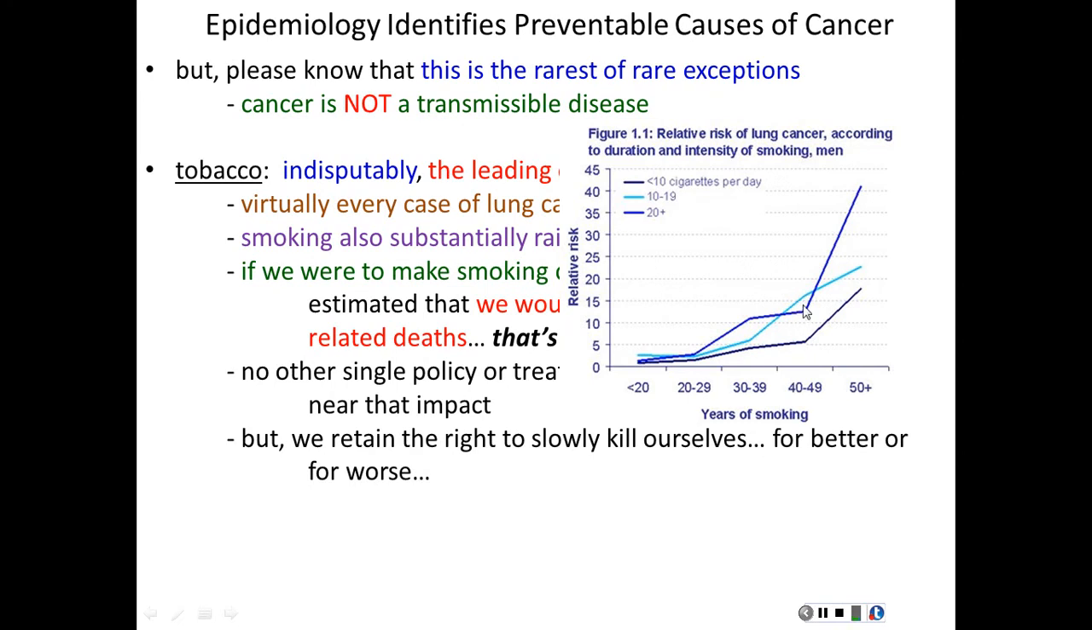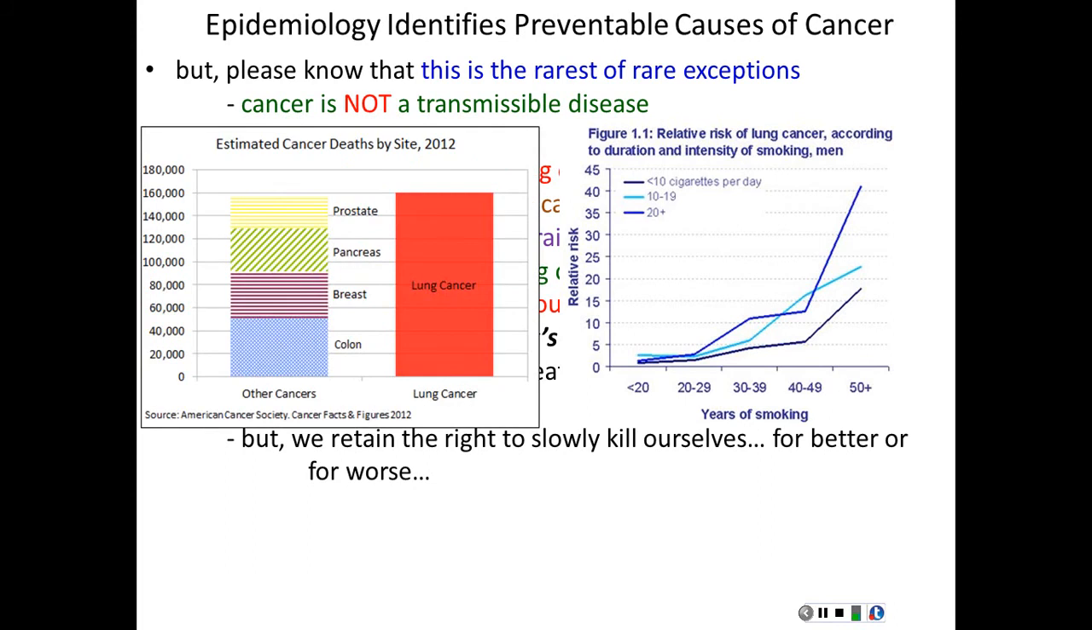If you smoke 20 cigarettes, a pack a day or more, it's gone up quite a bit. Once you pass that 50-year threshold, look at this relative risk. Your relative risk has gone up almost 50% if you smoke more than 20 cigarettes a day for 50 years or more. That's an incredible increase in relative risk. There's no other environmental effect that can come close.